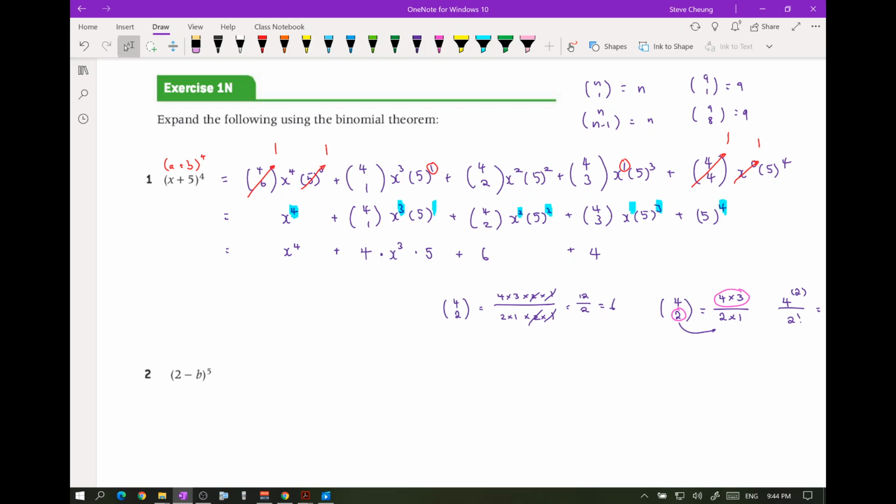So going back to that question up here, we have 6x squared times 25, and then we have 4x times 125 plus 625. And then we can still simplify this.